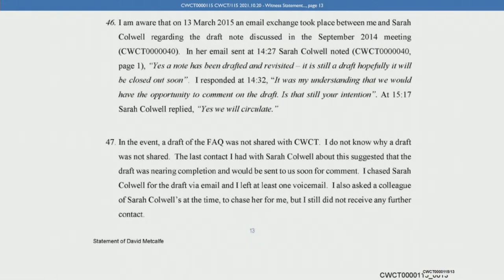I chased Sarah Colwell for the draft via email, and I left at least one voicemail. I also asked a colleague of Sarah Colwell's at the time to chase her for me, but I still did not receive any further contact. Do you know why a draft document wasn't shared with CWCT as promised to him by Sarah Colwell? No, I don't.